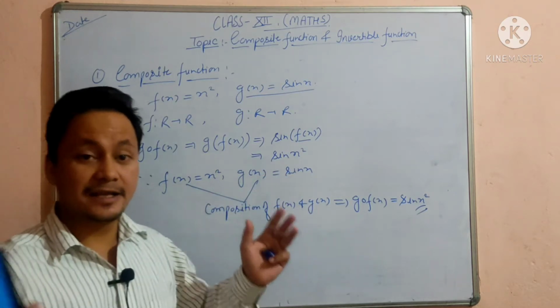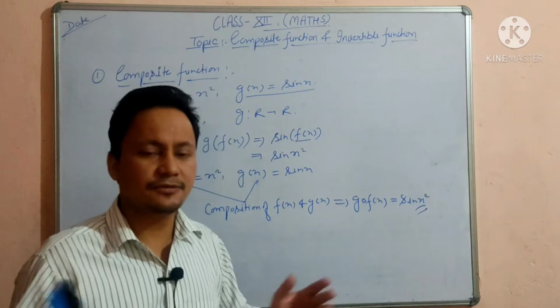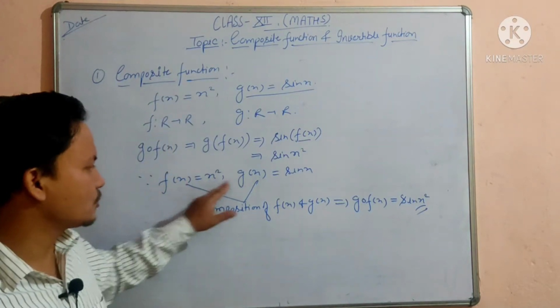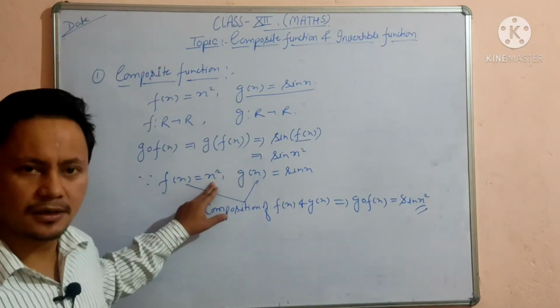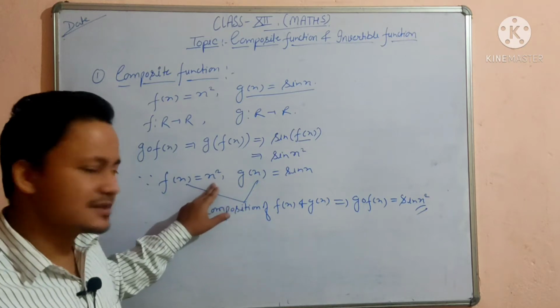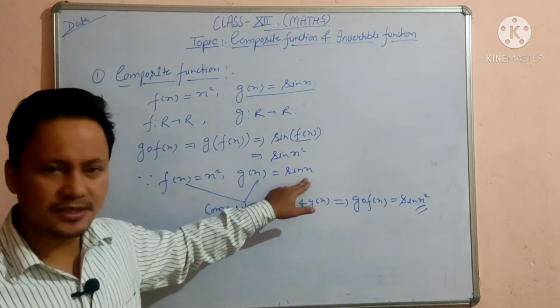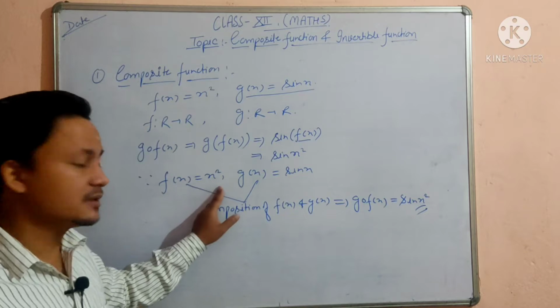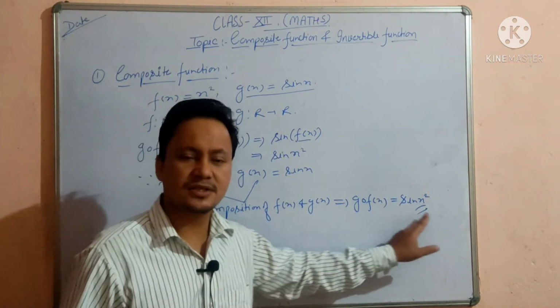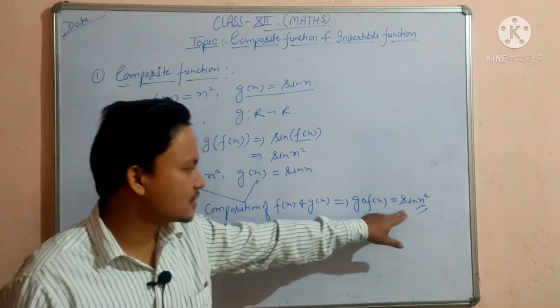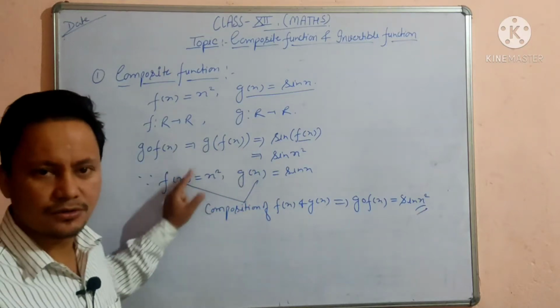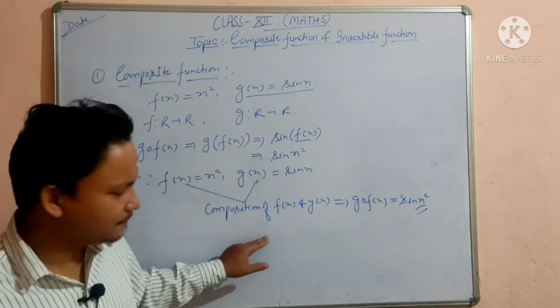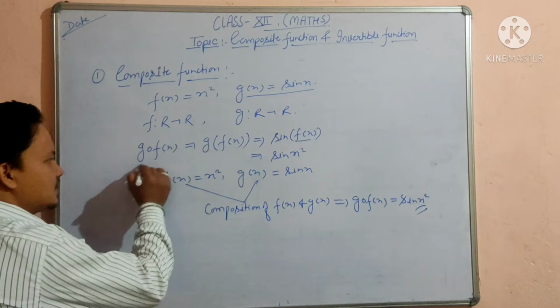If we are composing both of the functions, the first one is a polynomial function, or you can say a quadratic function. The second one is a trigonometric function, and on composing both the functions, we get a third one which is known as sin x square, and this sin x square is the composition of both the functions. Another format, this is GOF.